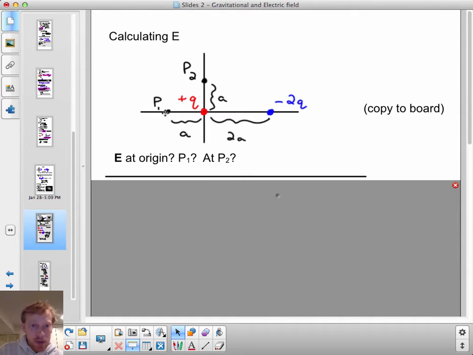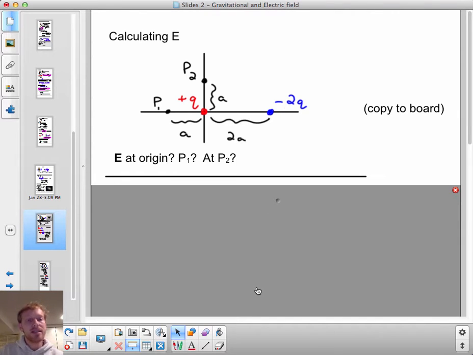I want to emphasize there are not charges at these locations. These are locations in space where if we did bring a test charge there, that test charge would experience an electric force, but I'm not saying that there are charges there. There are charges at those locations. So what's the electric field there?